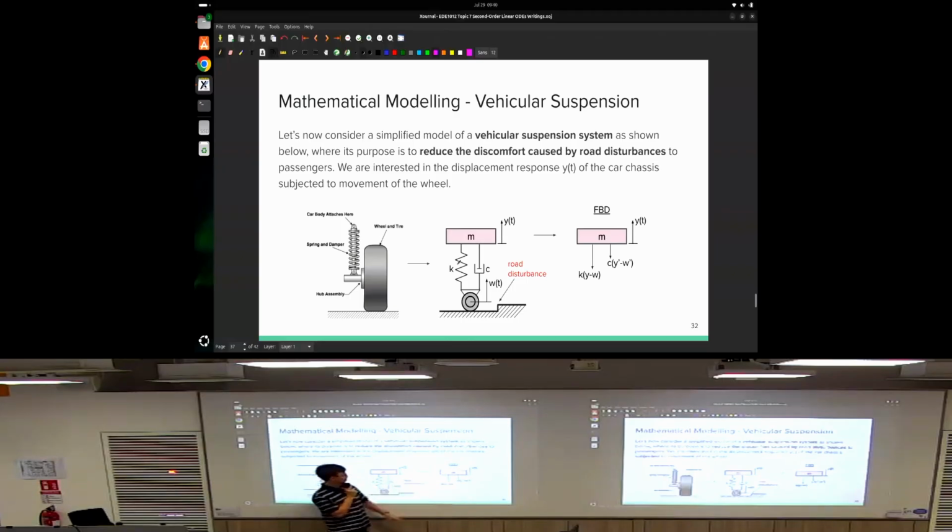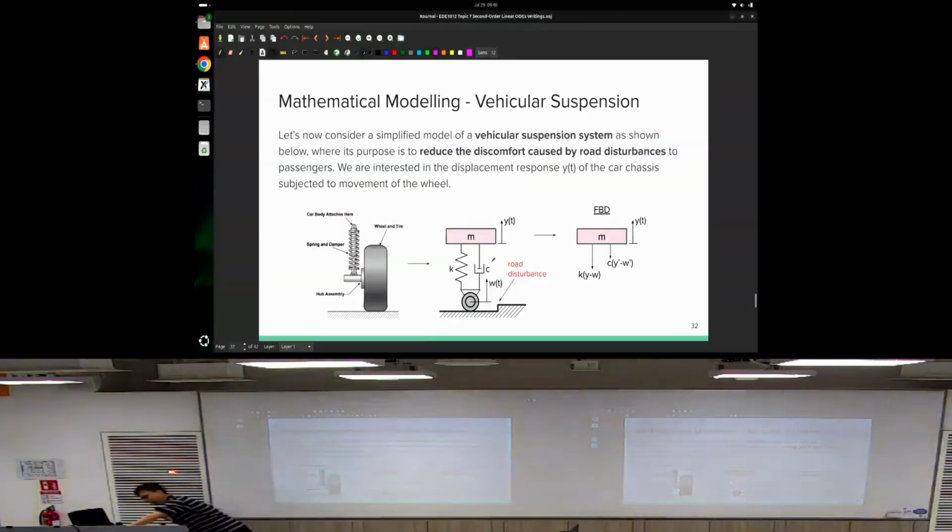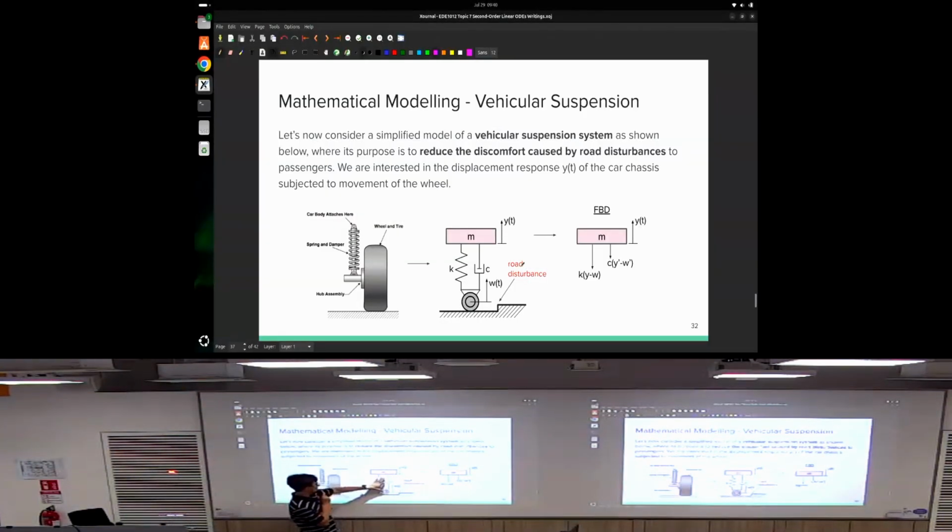So same thing. If you have the mass and the wheel moving at the same velocity, that means y prime and w prime are the same. So therefore, there is no damper force. Makes sense, right? So only when you have relative differences in the velocity of the mass to the wheel, then you can have a damper force. Because that means you are actually trying to push or pull on the damper. If both of them move at the same speed, then the whole thing just moves together. So therefore, there's no damping force. Because you're not pushing or pulling on the piston.